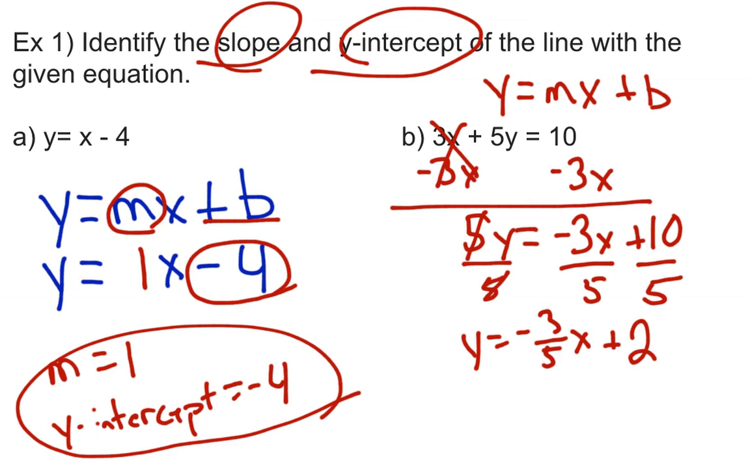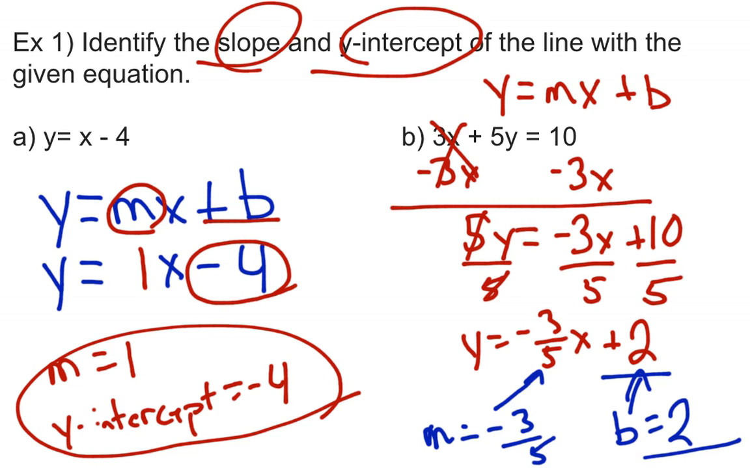Now I have to identify my slope. Well, the slope is the number in front of the x, so m equals negative 3/5. Okay, and then the plus 2, well, that's going to be my b. So b, which is my y-intercept, is 2. Okay? Very good.